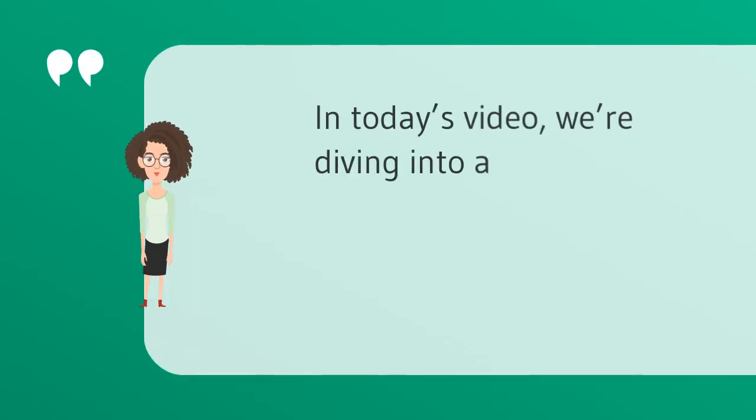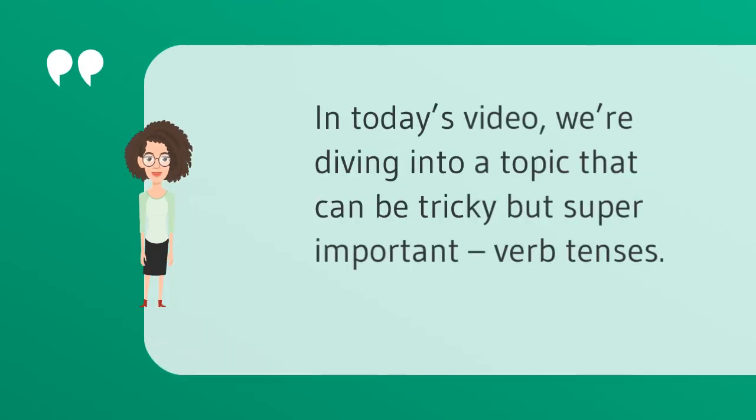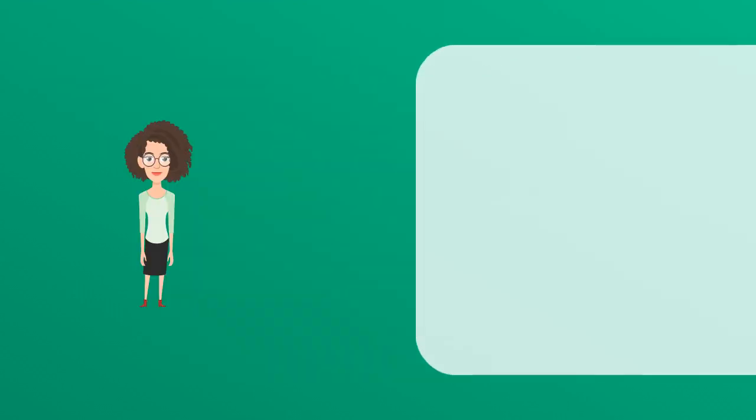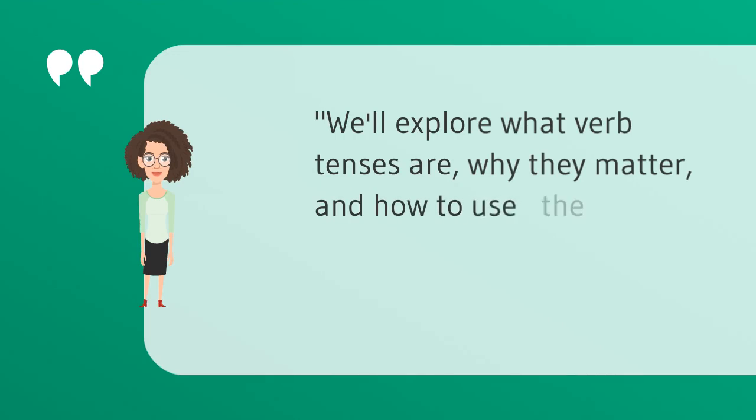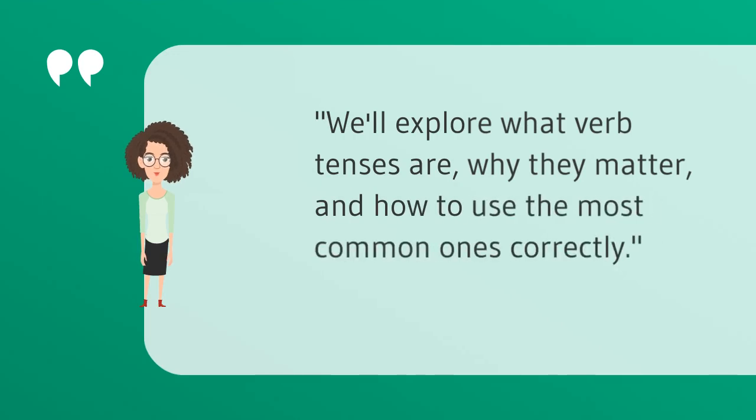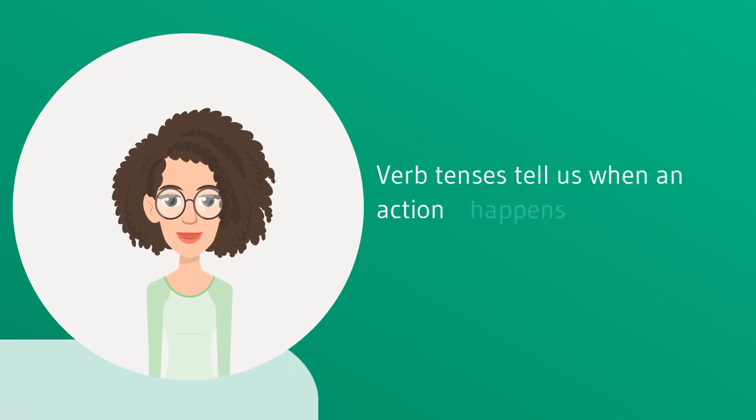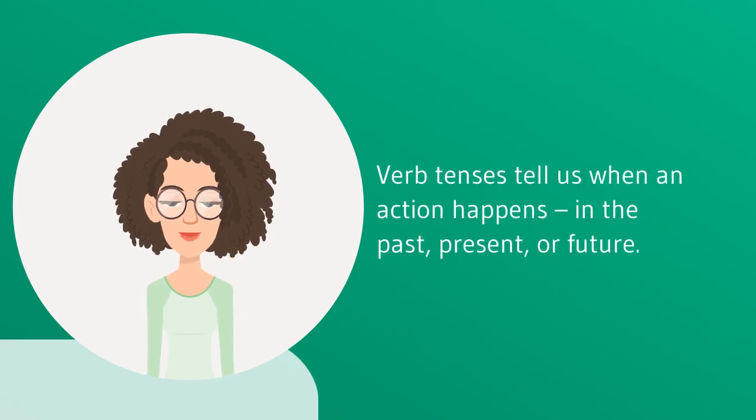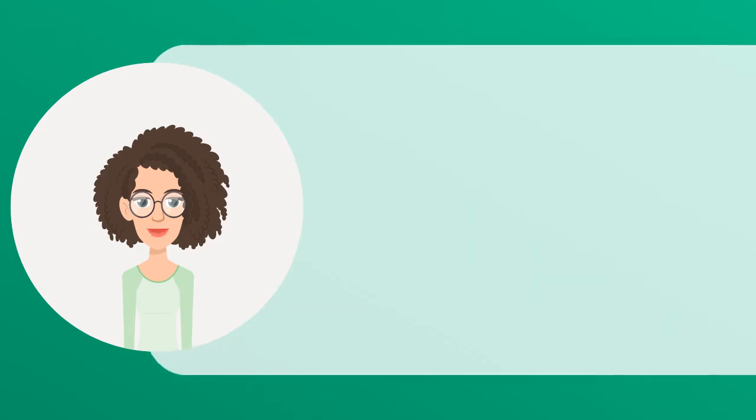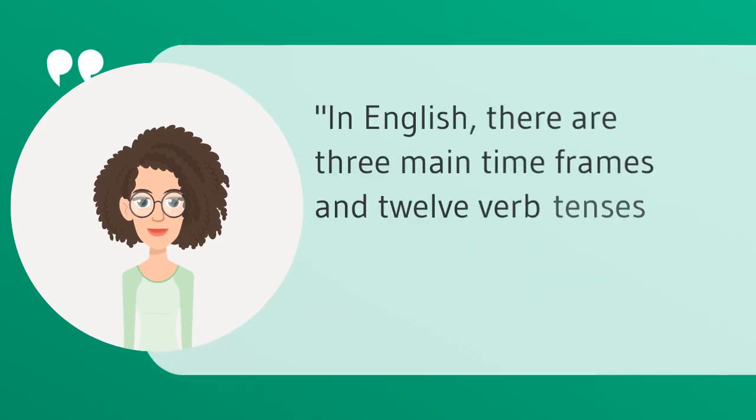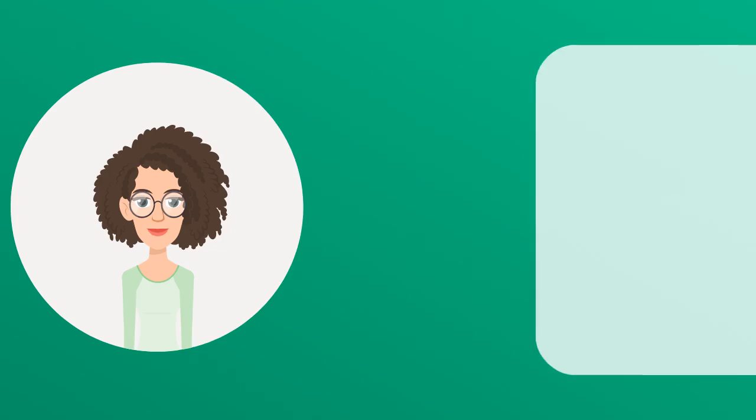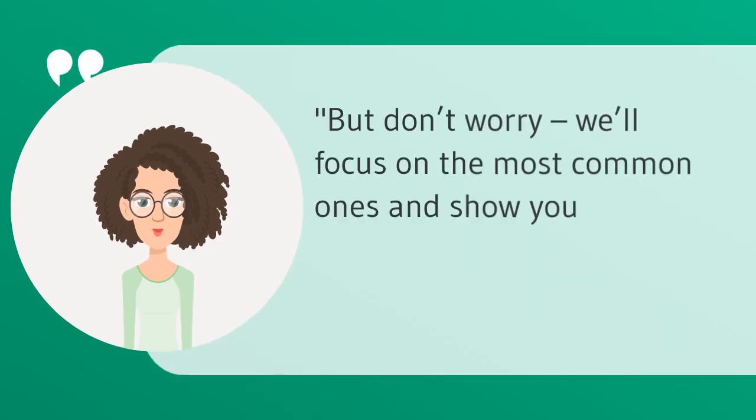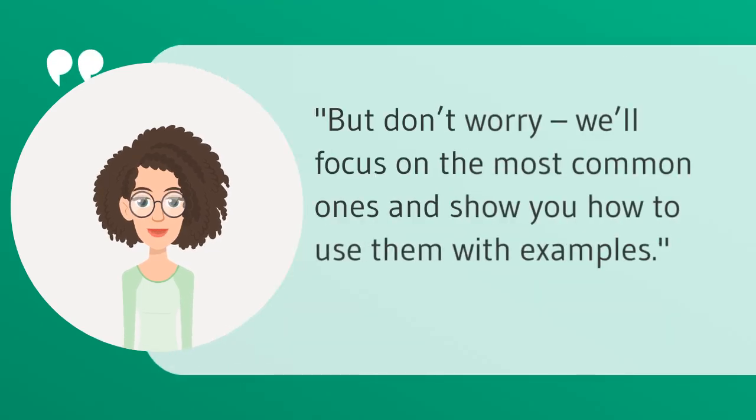In today's video, we're diving into a topic that can be tricky but super important: verb tenses. We'll explore what verb tenses are, why they matter, and how to use the most common ones correctly. Verb tenses tell us when an action happens in the past, present, or future. In English, there are 3 main time frames and 12 verb tenses in total. But don't worry, we'll focus on the most common ones and show you how to use them with examples.